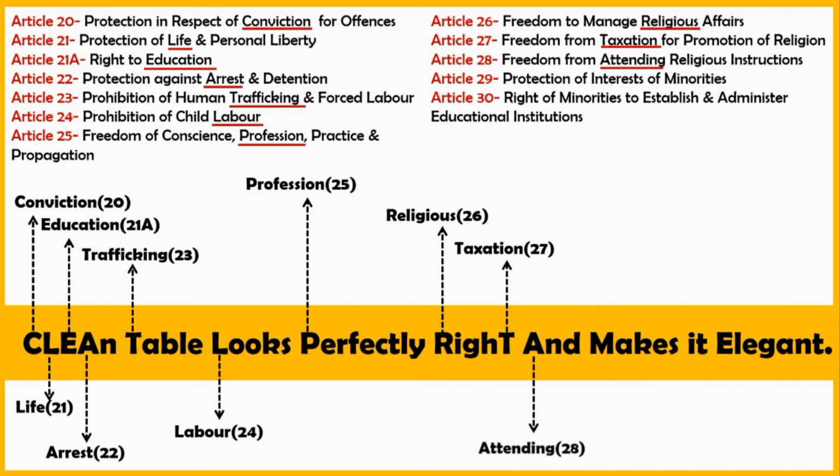A for attending, that is freedom from attending religious instructions, Article 28. M for minorities, that is protection of interest of minorities, Article 29. And E for educational, that is right of minorities to establish and administer educational institutions, Article 30.